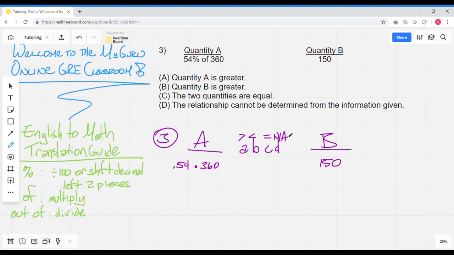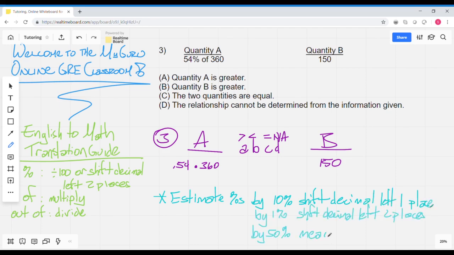And what you want to do here is estimate rather than using the terrible calculator that the exam provides. And when you're trying to estimate percents, 10% means shift the decimal left 1 place, 1% means shifting the decimal left 2 places, and 50% means cut the value in half.